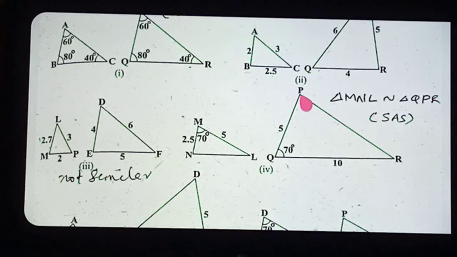MN by QP or PQ is coming. Okay. Then ML by which one? QR is coming. ML by QR coming. Then angle M is congruent to angle Q. All conditions came now. So which criteria are we applying? SAS criteria. Clear? So this is the method of finding it out.